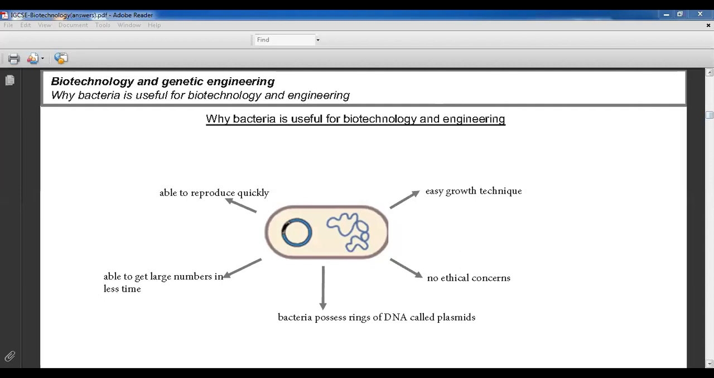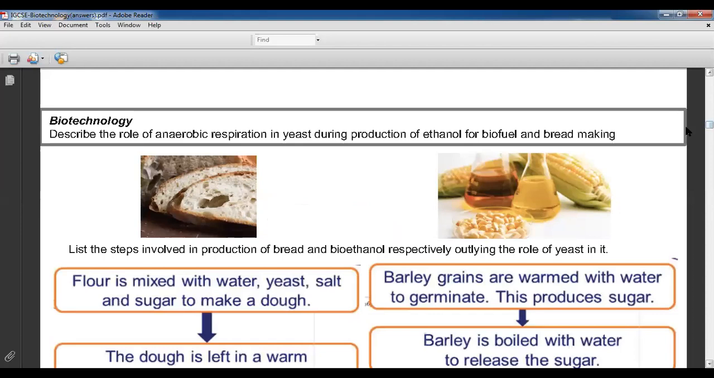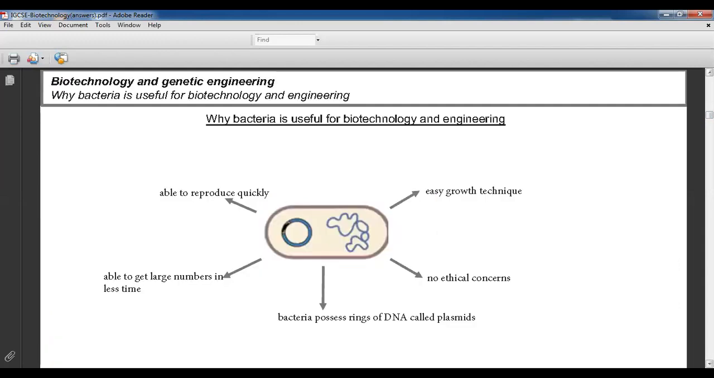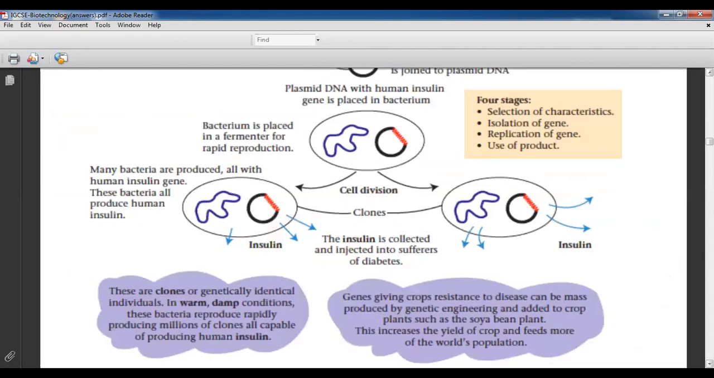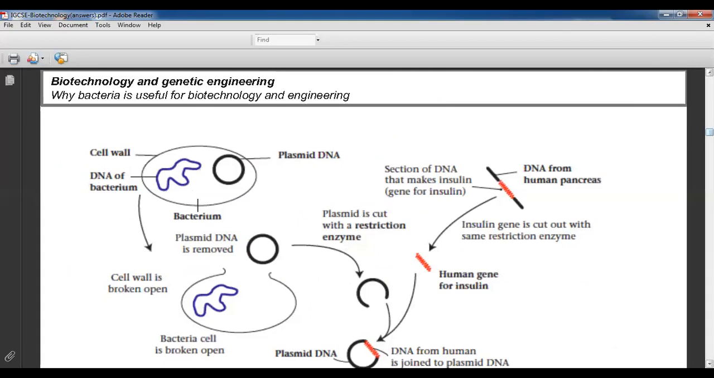Now, let me move toward another question. Describe the role of n. So before going to this question, I will go to this question and then I will come back to this one: why is bacteria useful for biotechnology and genetic engineering? I already did this with you, right? Like why it is useful.